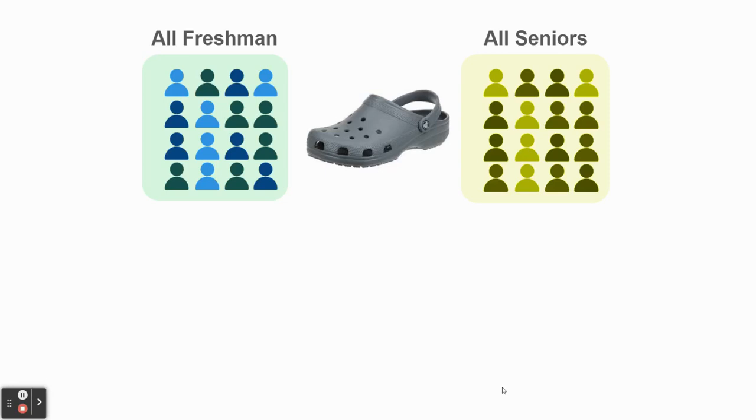This video will explain the concept of a sampling distribution for a difference in sample proportions and go through an example of how to do calculations with this type of sampling distribution. So for my example, let's say I want to calculate the difference in proportions of students that are wearing Crocs among a sample of freshmen and among a sample of seniors.